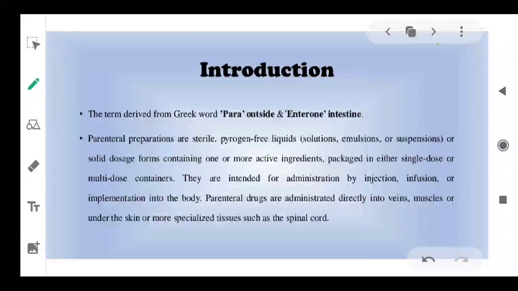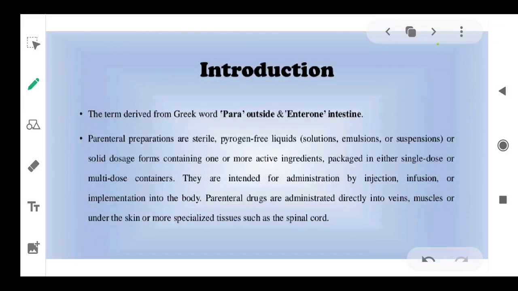Parenterals are one of the important dosage forms used in the pharmaceutical industries. The word parenteral is divided mainly into two parts: para means outside, whereas enteron means intestine. So the formulations which are given outside the intestine are known as parenteral, meaning any dosage form given other than the oral route.